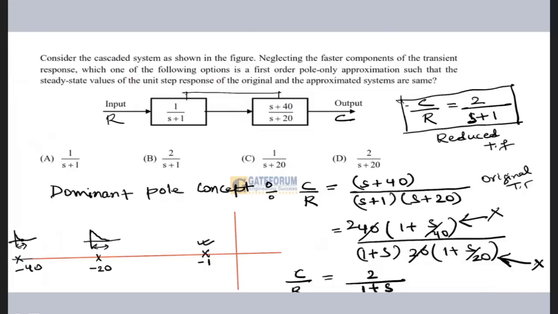And this was your original transfer function. Now you can see that the DC gain of both systems would be the same. If you put S equal to 0 here, the DC gain will be 2, because 2 by 0 plus 1 is 2. And here also if you put S equal to 0, 40 divided by 20 into 1 is 2 only. So for the original transfer function, the DC gain is 2, and for the reduced transfer function, the DC gain is also 2. So the best fit option is option B, that is 2 by S plus 1.